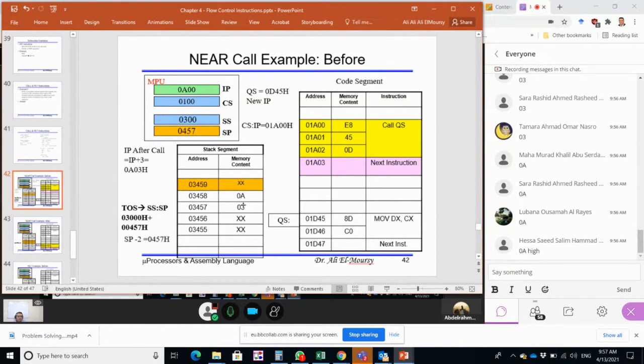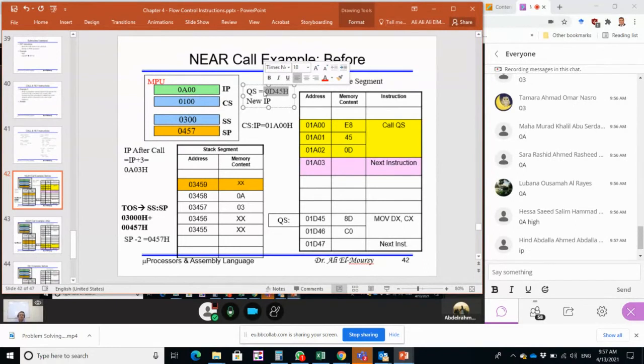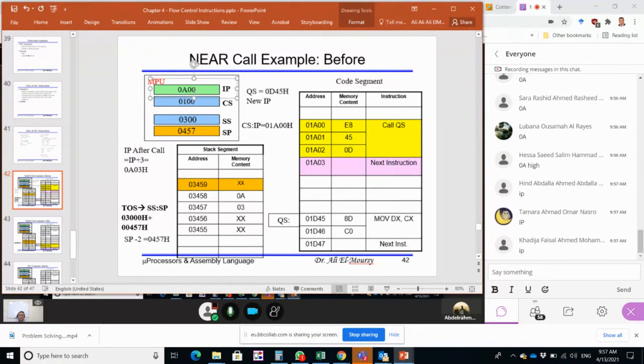Next step. What's the next step? To perform the jump. How can I jump? Simply take the new IP address provided in the call instruction, which is the QS, the value 54D0, and put it where? In the IP. Bravo. So the IP will now change its value to 0D45.